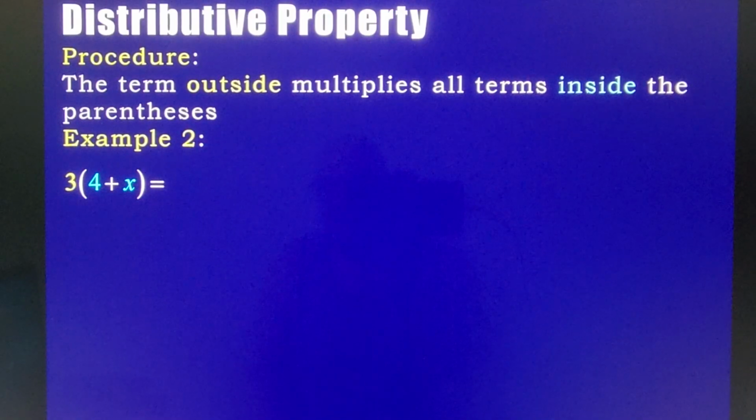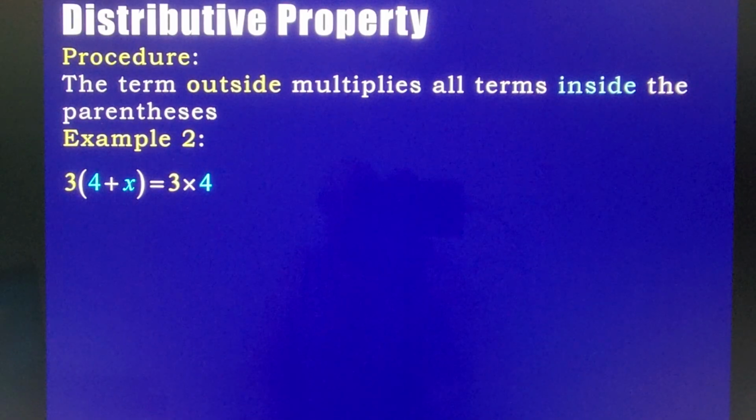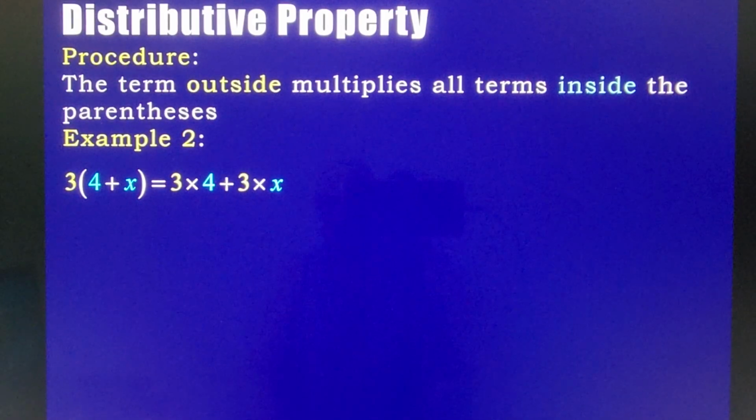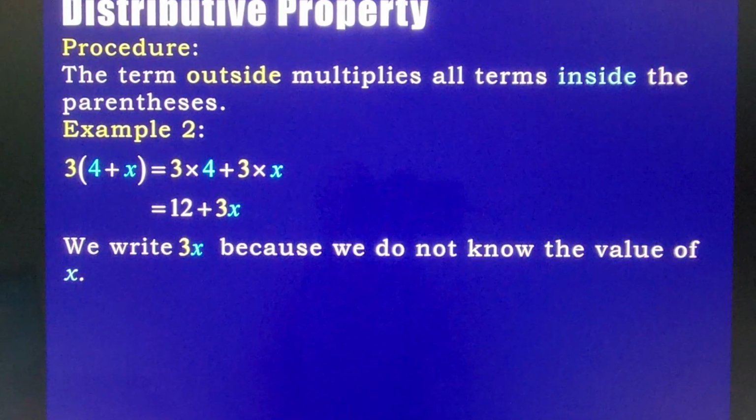Here's another example. Again, I have 3 boxes. Inside each box, I have a 4 and an X. So 3 times 4 plus 3 times X. I calculate what I can. 3 times 4 is 12. Plus 3 times X is 3X.